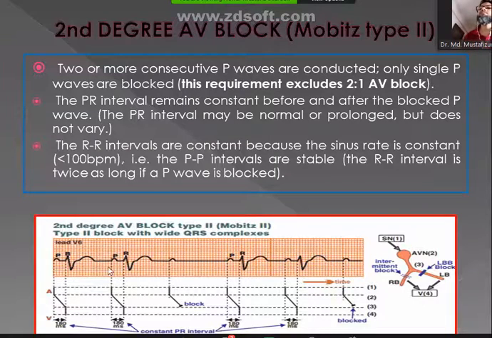And the sinus rate is usually less than 100 beats per minute, and the PP interval will be constant. It is regular. Those are also diagnostic clues. The problem is within the branches of the left or right bundle. The left bundle is blocked, and intermittently the right bundle. It is in the lower part. And Mobitz type 2 can also be in the His, and that will cause the QRS complex to be narrow.